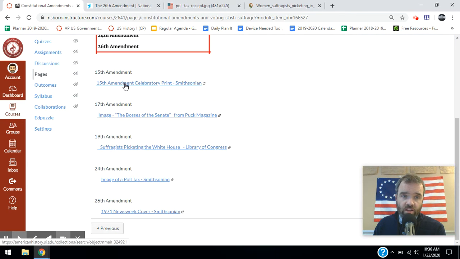So we've got 15, 17, 19, 24, and 26. These are required constitutional concepts that we need to make sure we know, and they all have to do with the right of the people to vote.